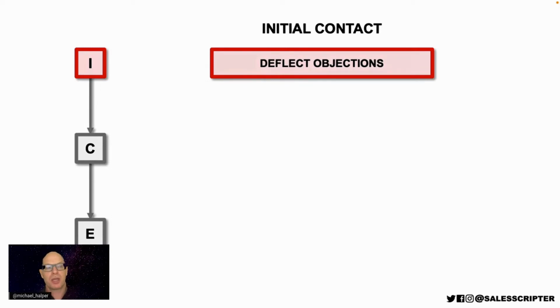The reason why is because the initial contact is very quick and fast. So if you want to try to overcome an objection, you need a little bit of time to make your case and explain your side of it, or try to persuade the prospect to see things from a different way.